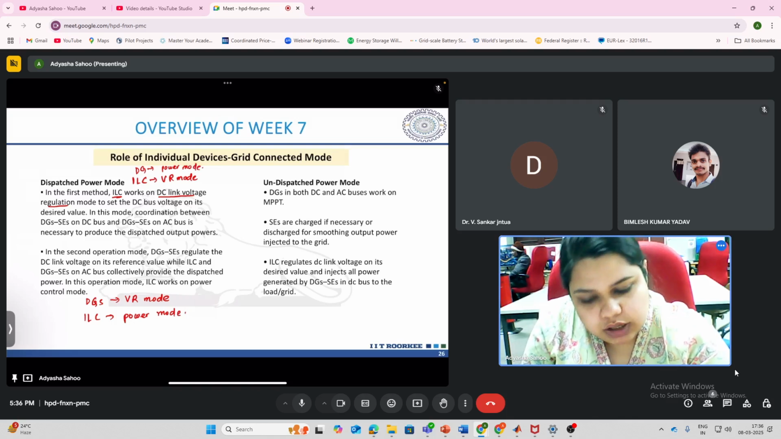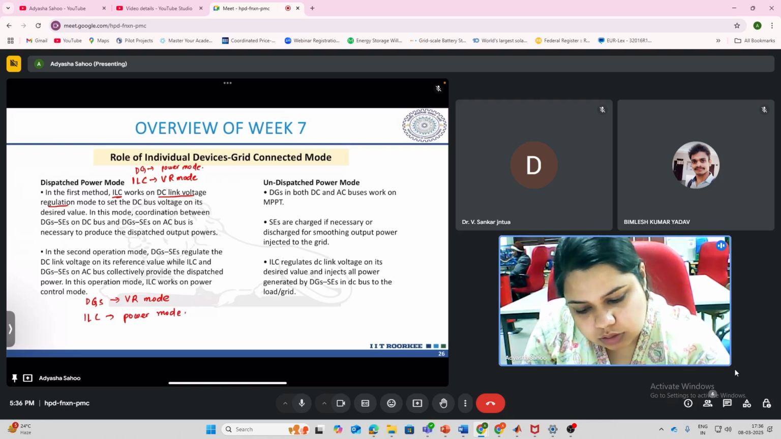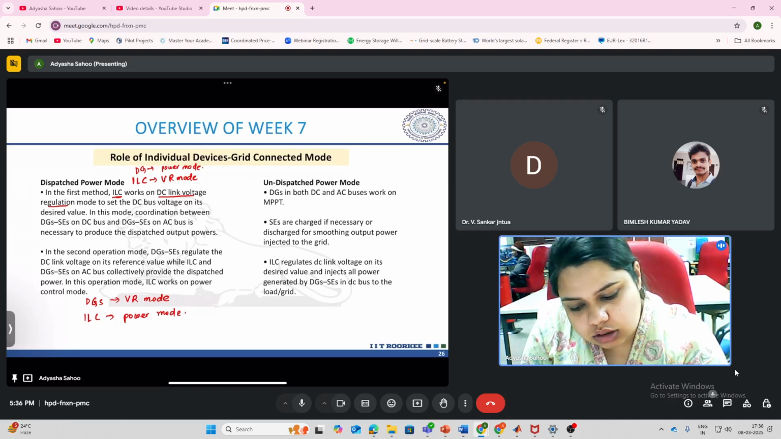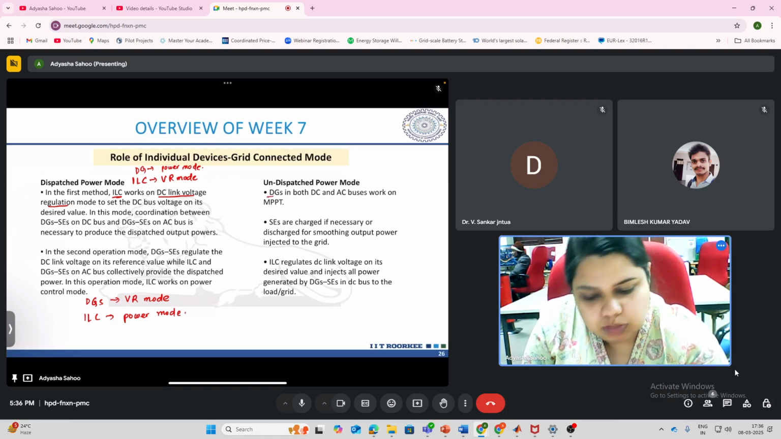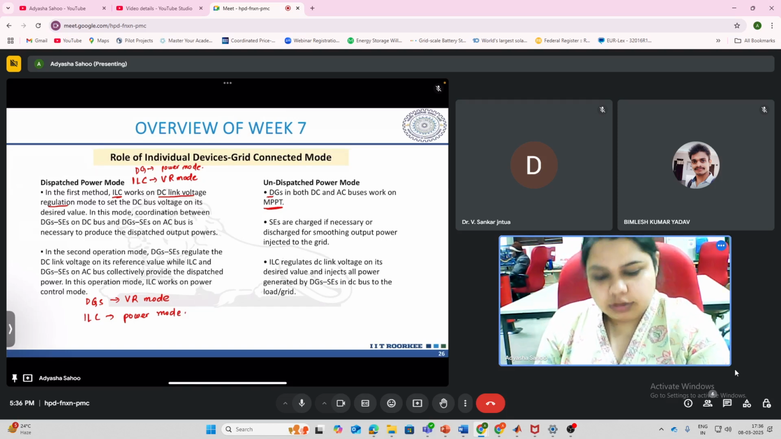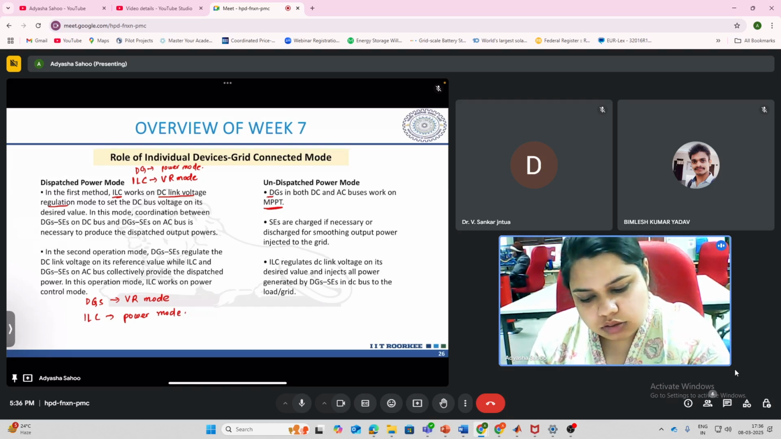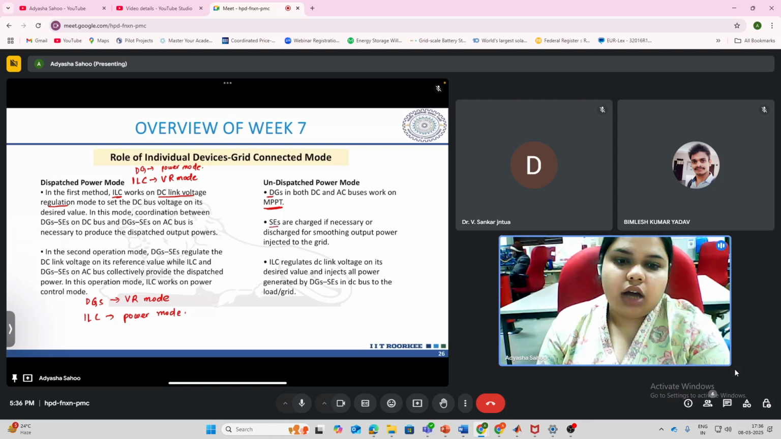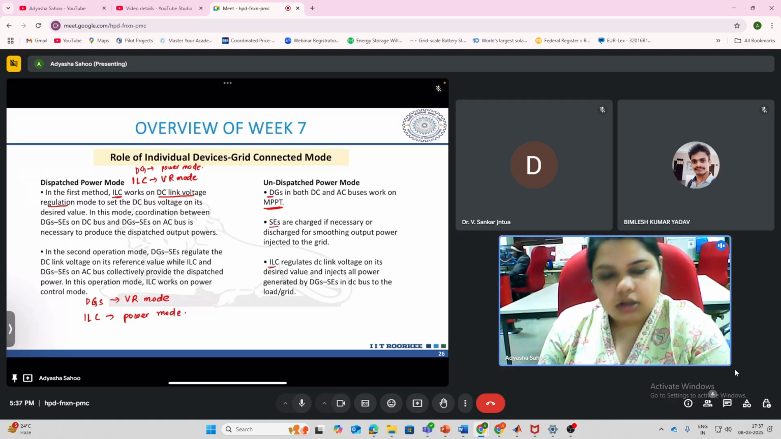So this is the dispatch power mode. In the undispatched power mode, all the DGs are not controlling their output power. They are always working on the MPPT because this is the grid connected mode, so they can always work in the MPPT mode, right? And the storages are charged or discharged depending upon whether you want power to be injected or fed to the loads. And the function of the interlinking converter is basically to regulate the voltage of the buses.